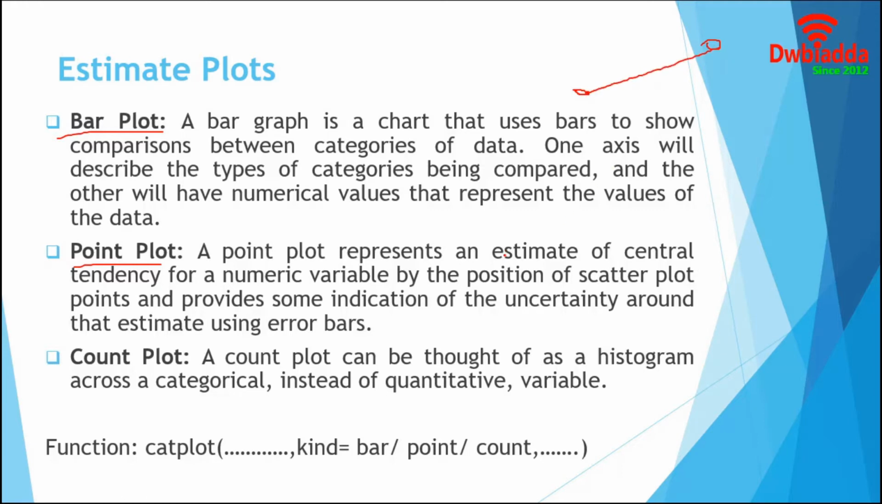The final one is count plot. A count plot can be thought of as a histogram across a categorical variable. We can use the same catplot function, but this time we will use bar, point or count in the kind parameter. Now we are going to Jupyter and demonstrate them.